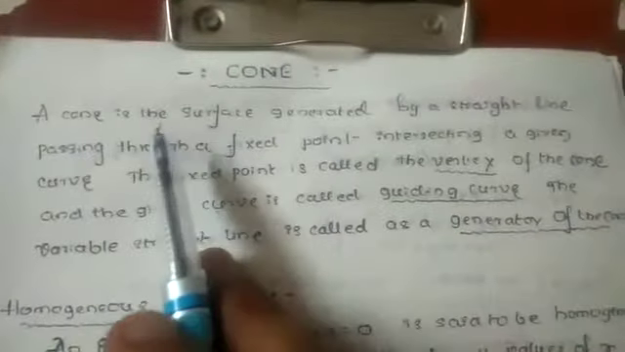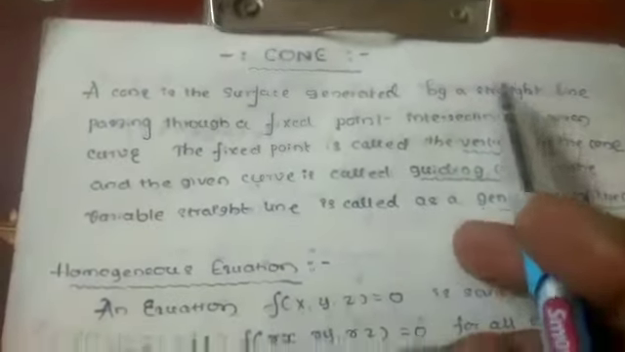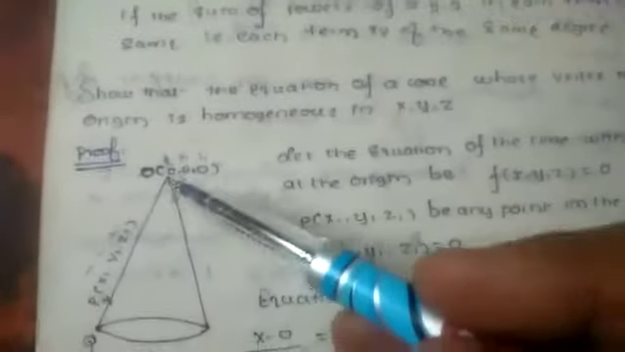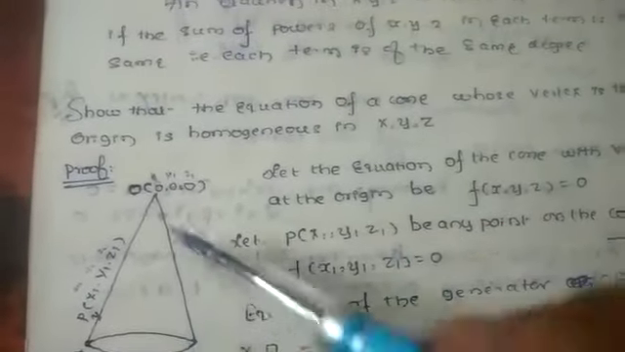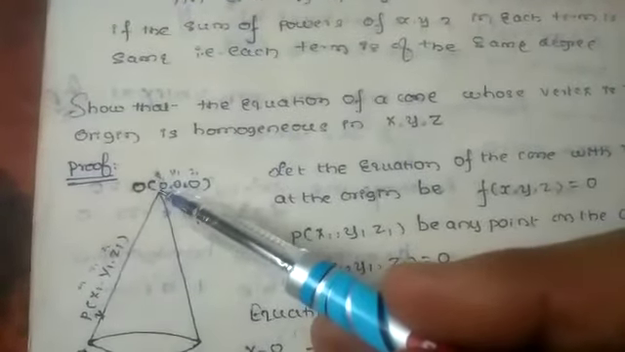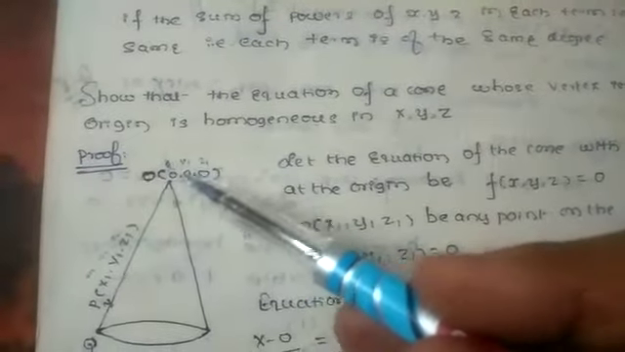A cone is the surface generated by a straight line. This is the diagrammatic representation of a cone. It is the surface generated by a straight line passing through a fixed point. That fixed point itself is the vertex of the cone, so that is 0 0 0.